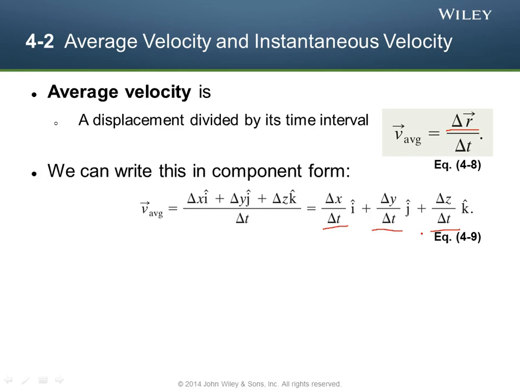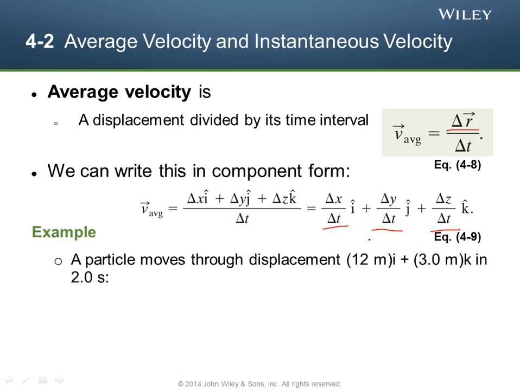And it's actually very significant how they all intertwine here. But anyway, looking at an example of this type of velocity vector, if we have a particle that has a displacement of 12 i hat and 3 k hat, and it does this displacement in 2 seconds. Now this is our delta r here.